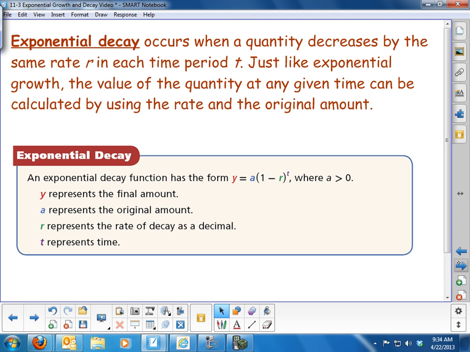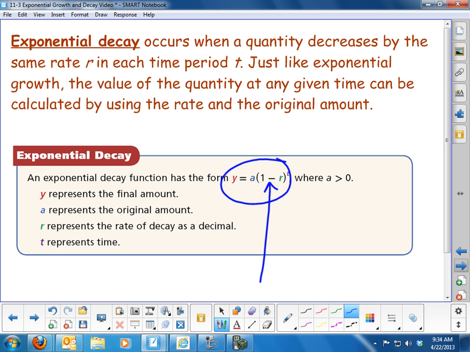The next thing we're going to look at is exponential decay. This is the exact opposite of exponential growth. This is when a quantity is decreasing by a constant rate over a time period. Notice that the formula is exactly the same with one thing different. What's the one thing that's different? Exactly. In exponential decay, we have a subtraction sign, whereas in exponential growth, we had a plus sign.